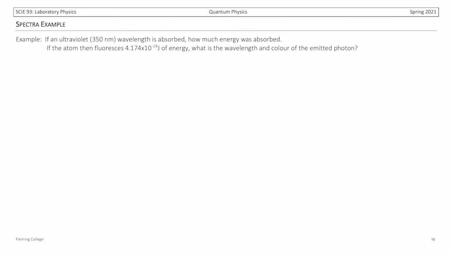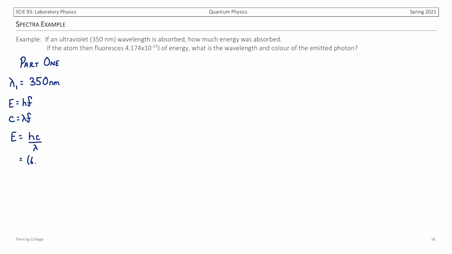Let's take a moment to look at a spectra example, albeit a fairly simplified one. If an ultraviolet, that's a 350 nanometer wavelength, is absorbed, how much energy was absorbed? So part one, we have our wavelength, 350 nanometers. Remember, we have our energy equation, E is equal to Planck's constant multiplied by the frequency. And we also know that because we're dealing with light in the electromagnetic spectrum, we have c is equal to wavelength times frequency. Rearranging the second equation and substituting it into the first, we find that we can calculate the energy from Planck's constant, the speed of light, and the wavelength we were given.